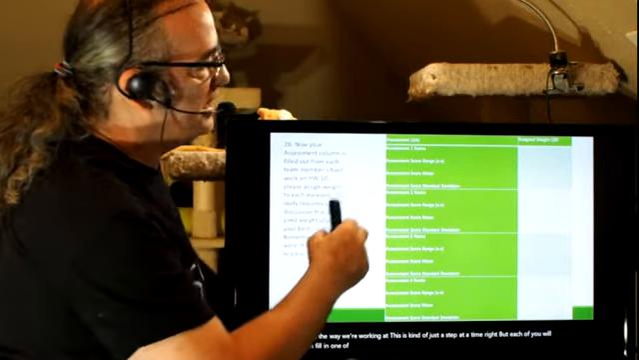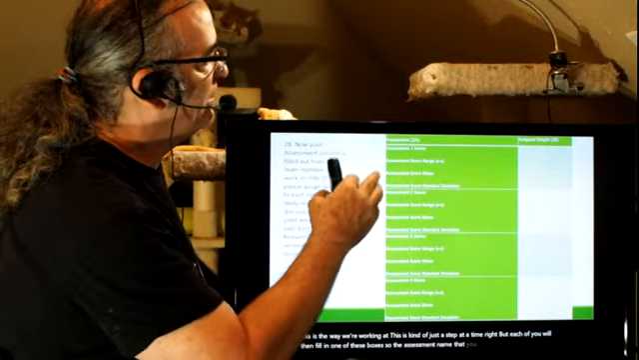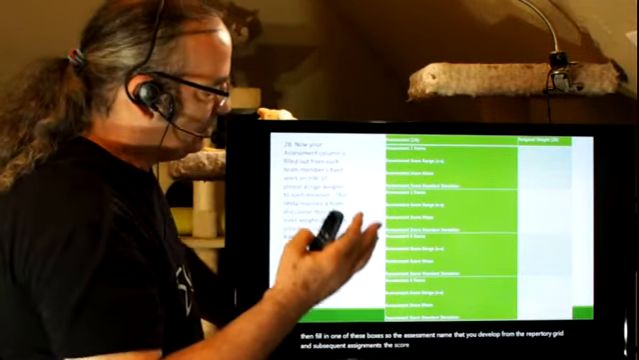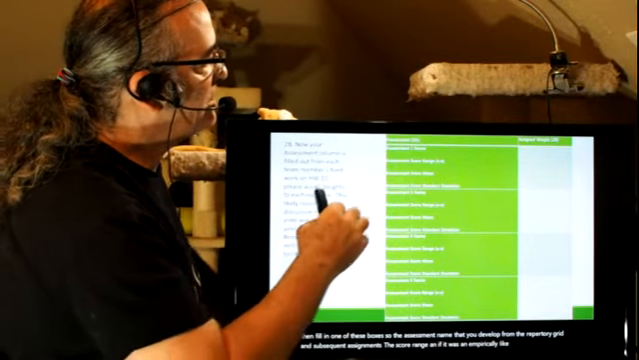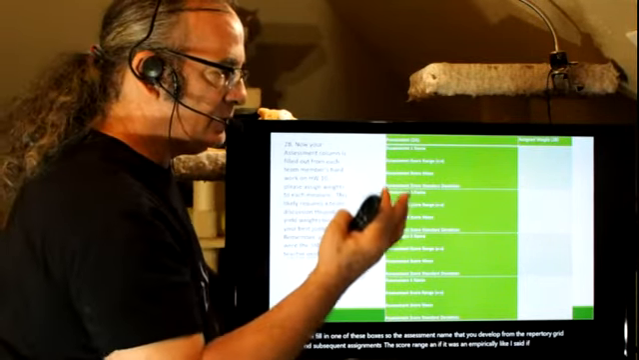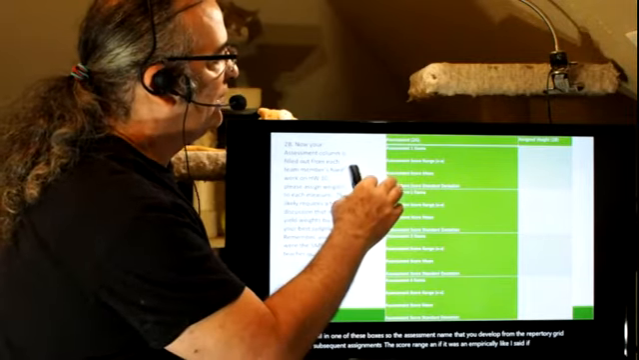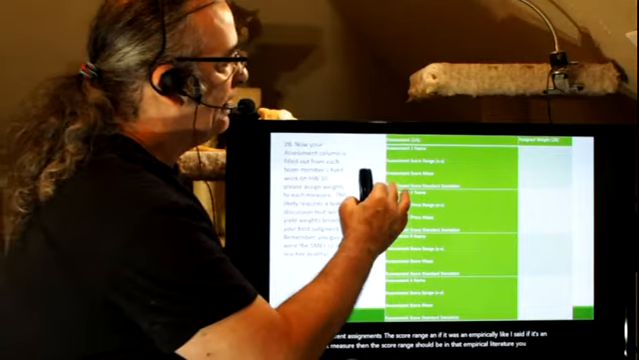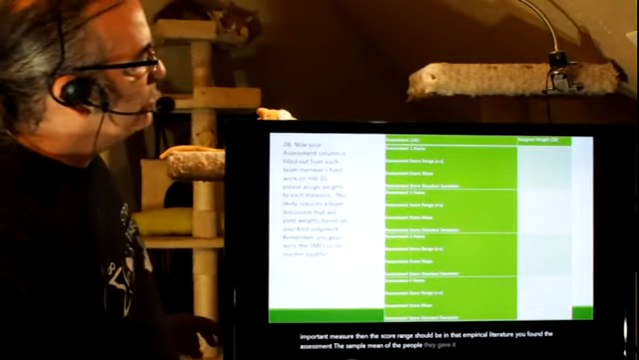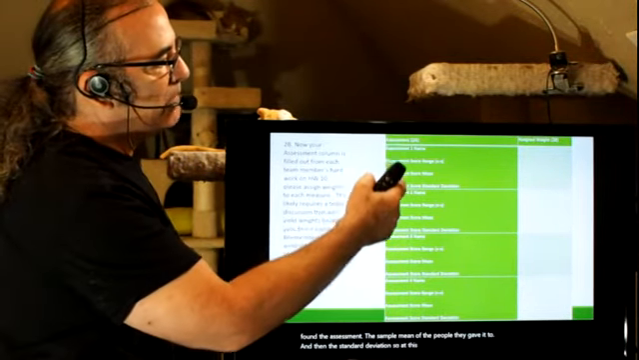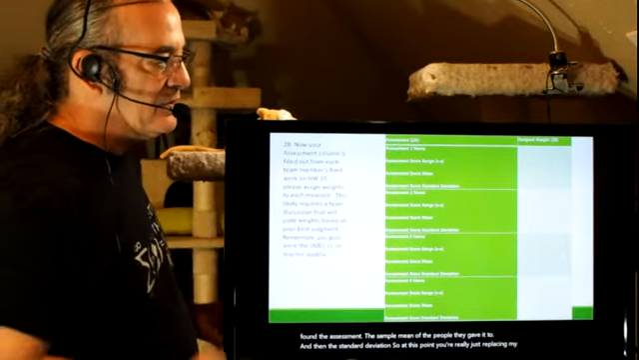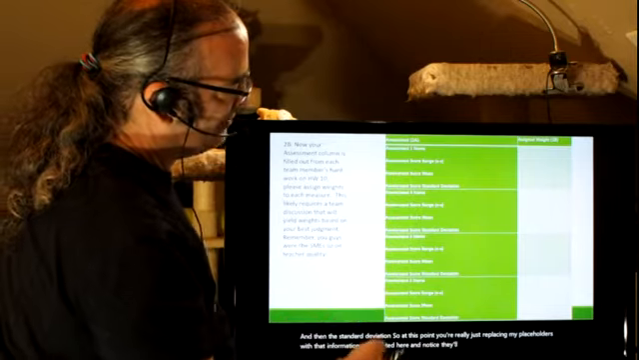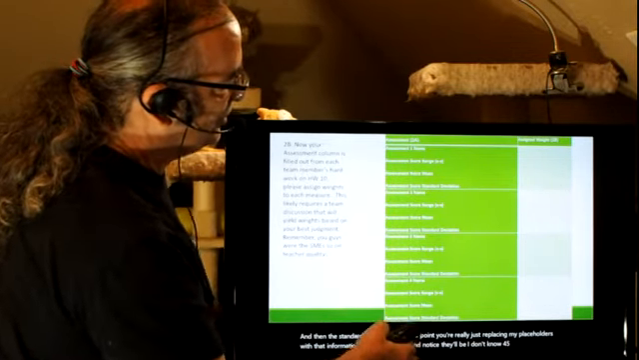So the assessment name that you develop from the repertory grid and subsequent assignments, the score range, and if it was an empirically based measure, then the score range should be in that empirical literature you found, the assessment, the sample mean of the people they gave it to, and then the standard deviation. So at this point, you're really just replacing my placeholders with that information as indicated here, and notice there'll be, I don't know, 4 or 5 rows for you to fill out.